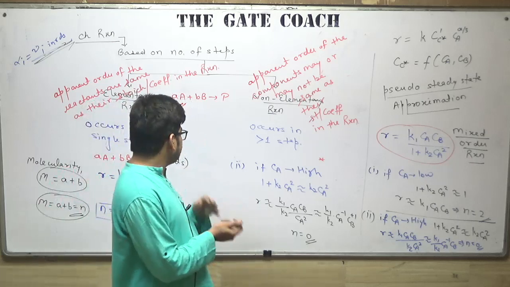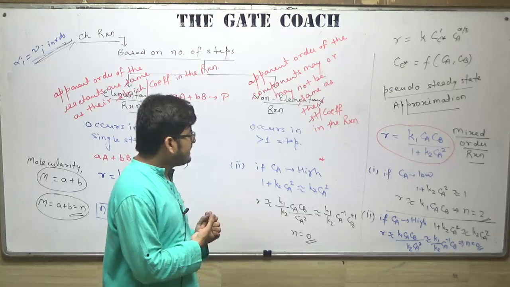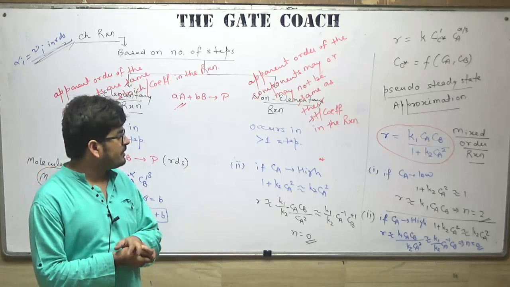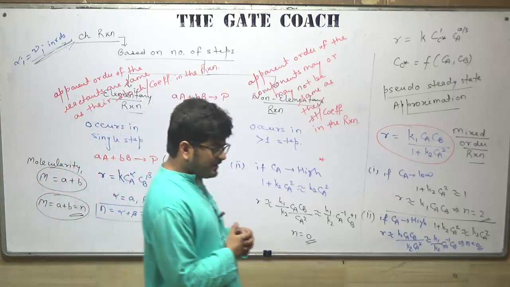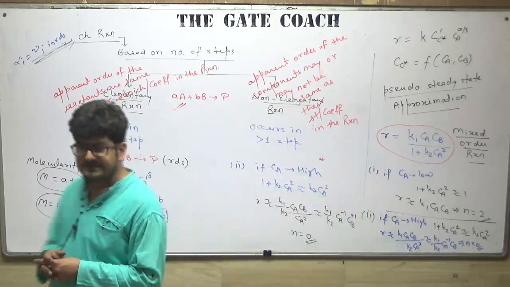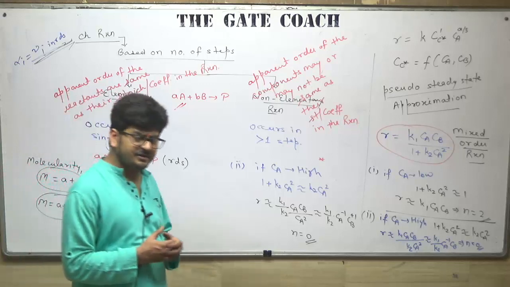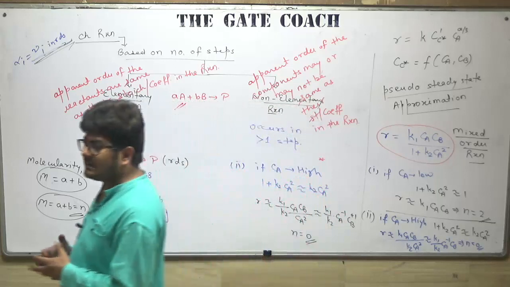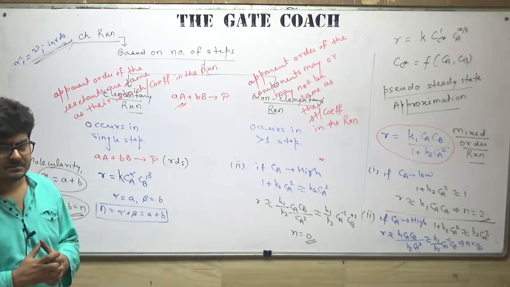So guys, this is all about the basic terminologies in CRE: elementary and non-elementary reactions, molecularity, order of reaction, etc. Next time we will discuss the rate constant K, how to calculate it, the units, and the theories involved like Arrhenius law, collision theory, transition state theory. And if after that we have some time, then we will also discuss the methods to calculate order of reaction.